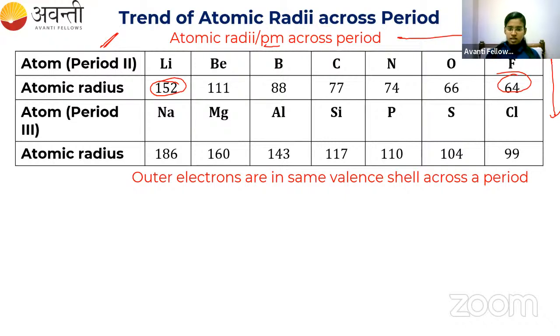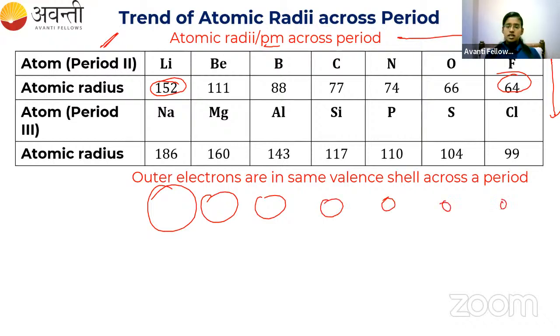So if this is lithium, beryllium, boron, carbon, nitrogen, oxygen and fluorine, the size decreases because all of them have the outermost shell as the second shell. So the electrons are getting added into the same shell. So this is the nucleus. This is shell number 1 for lithium. So there will be one electron in the outermost shell for lithium, and that will get attracted towards the nucleus.